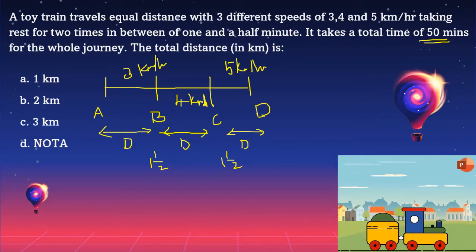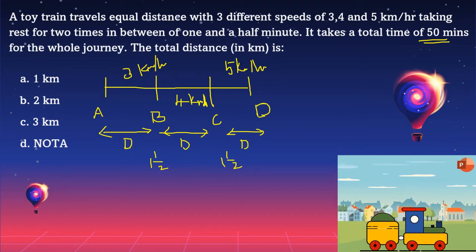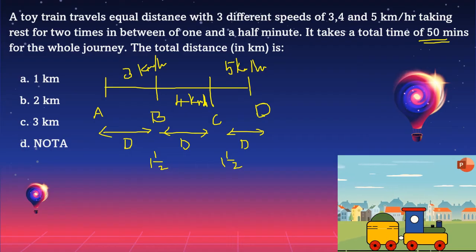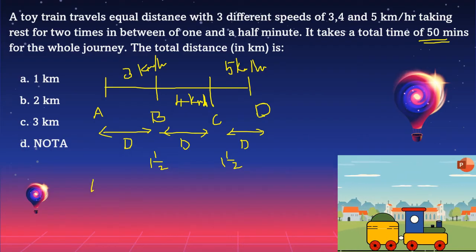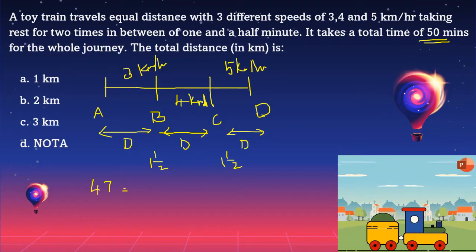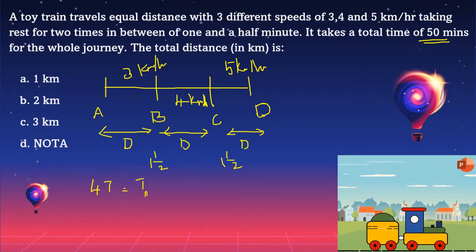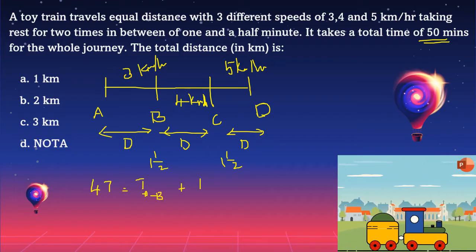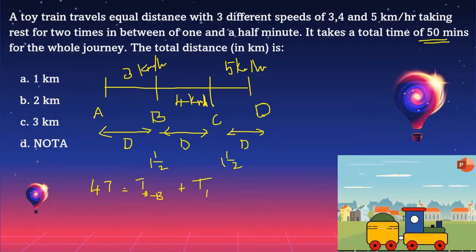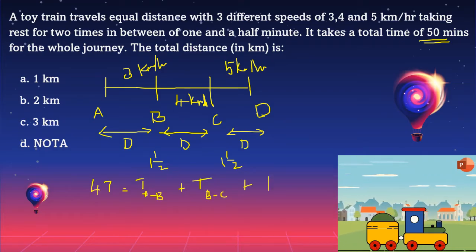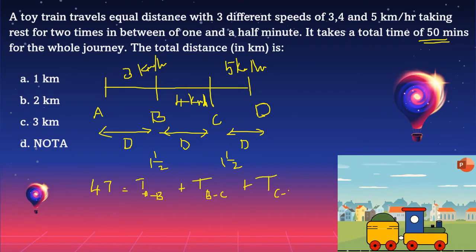Remember that out of 50 minutes, 1.5 plus 1.5, which is equal to 3 minutes, goes in for rest. So 50 minus 3 is 47 minutes. So this 47 minutes is nothing else but the time taken for the train to travel from point A to point B, plus the time taken for the train to travel from point B to point C, plus the time taken for the train to travel from point C to point D.